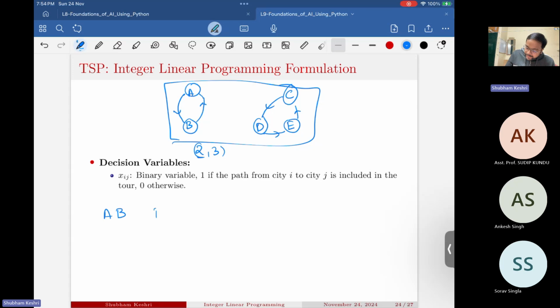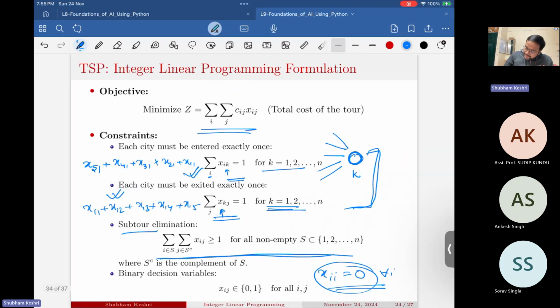So you can have A, B, C, D, E. You can have A, C, B, D, E. You can have A, D, B, C, E. So this 2, 3, there can be multiple combinations. And suppose if this is not a 5 node problem, it is a 6 node problem. So you have to consider all subsets.